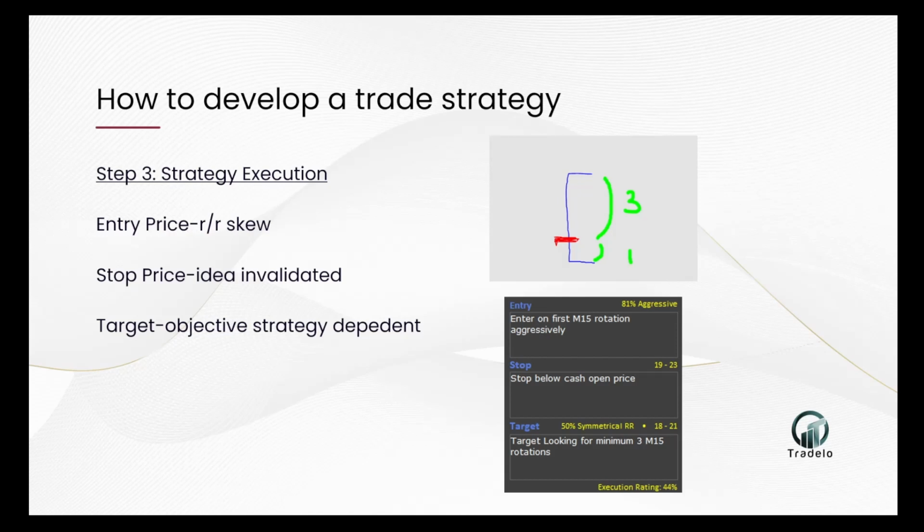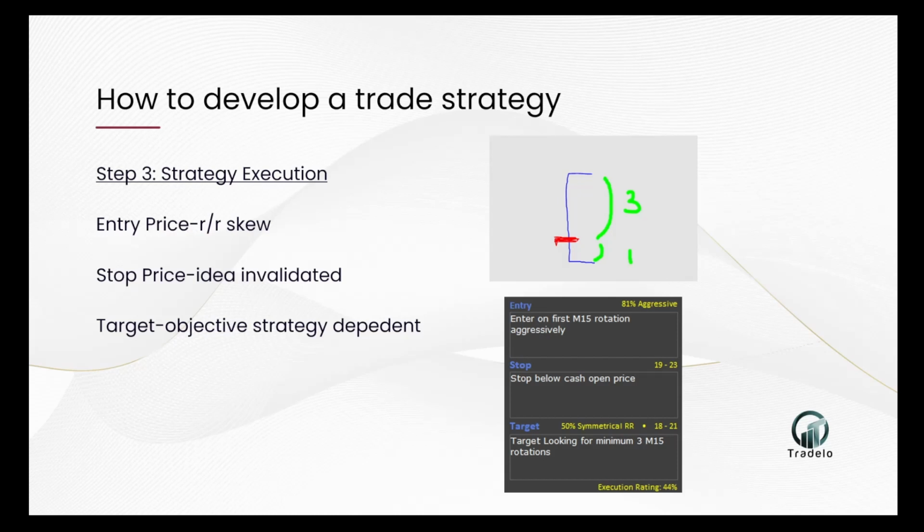In other words, I'm risking as much as I'm potentially going to make. Now, there is no right and wrong risk-reward skew. Get it out of your head that you've got to make 2-to-1s and 3-to-1s. That's rubbish. What you have to do is first and foremost understand the probability of outcomes.